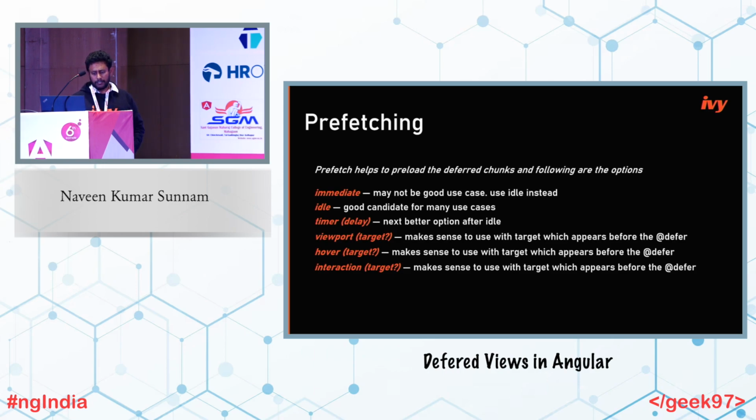The point to be noted is that immediate is not a good use case, as I understand, because it will add to the initial load, so it's better to avoid it. Idle and timer are the best use cases. With viewport, hover, and interaction, as I said, if the target is not mentioned, it will use the placeholder. Then the main intent is lost, because you only start loading your dependencies when you reach the defer block, so there is no point in using prefetch here. It's better to target an element which loads far before your defer block, so that you can use the time to load your dependencies.